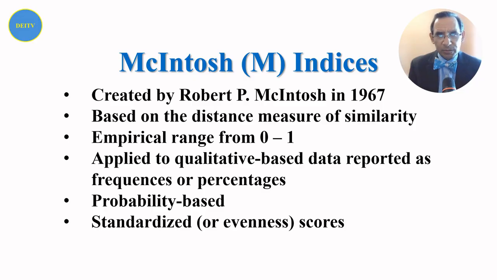The McIntosh index was created by Robert P. McIntosh in 1967. It is based on the distance measure of similarity. The standardized or evenness diversity score ranges from 0 to 1. It can be applied to qualitative-based data reported as frequencies or numbers and percentages. It is probability-based because it is based on the Simpson index. And again, it produces standardized or evenness scores.